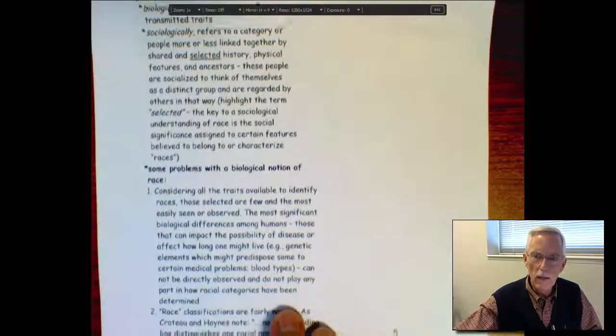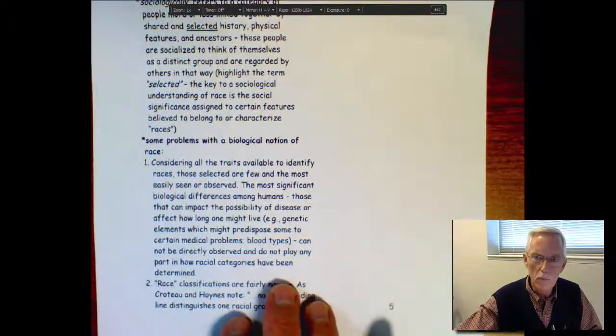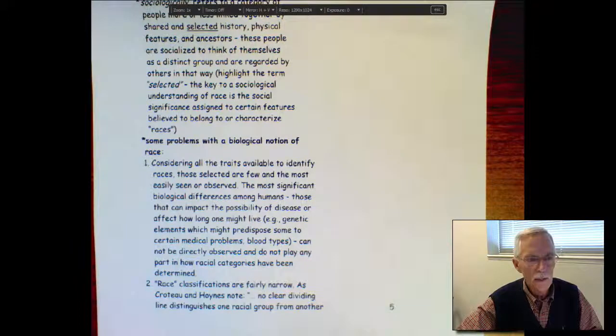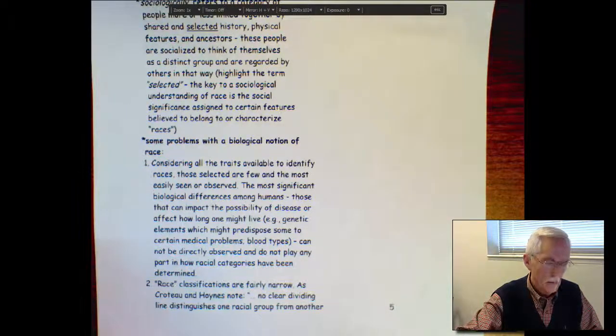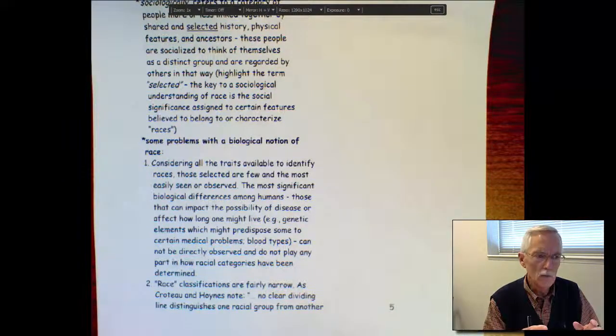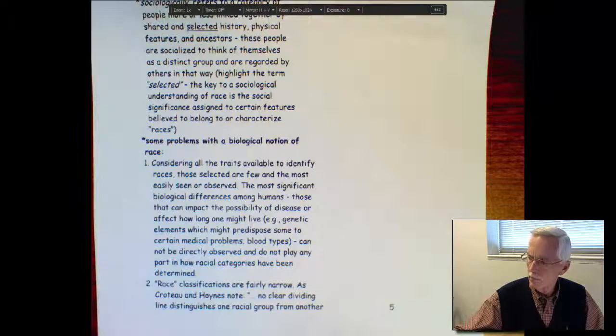And I've highlighted specifically some problems with a biological notion of race at the bottom of the 5th and at the top of the 6th page of your second study guide. Let's take a look at number 1. No great surprise in a lot of respects to some observers that what was selected, what physical traits, to serve as a basis for classifications of race.